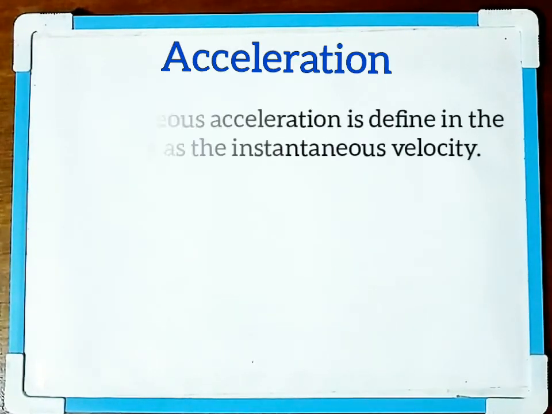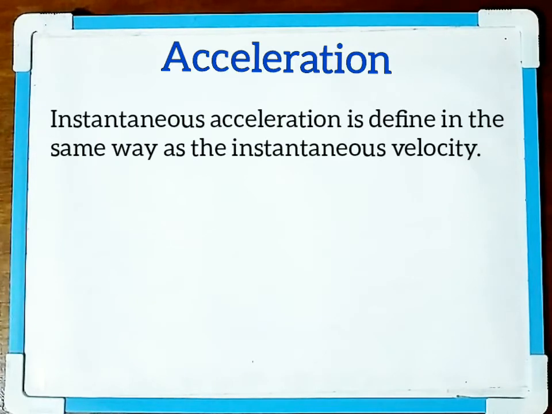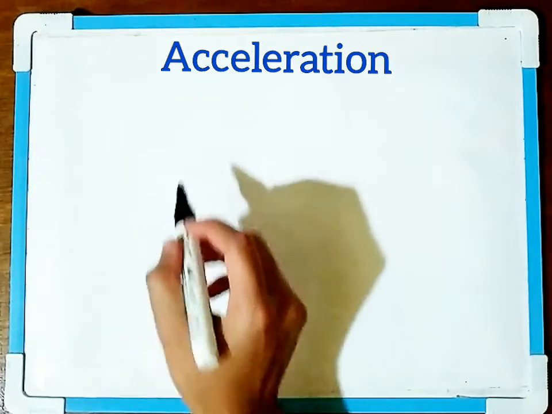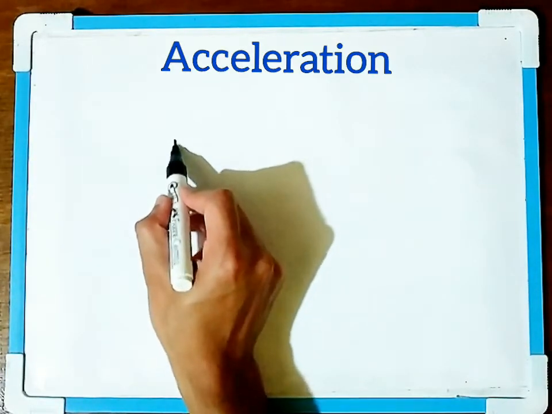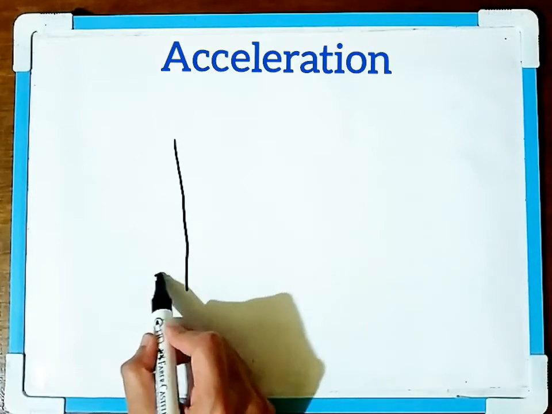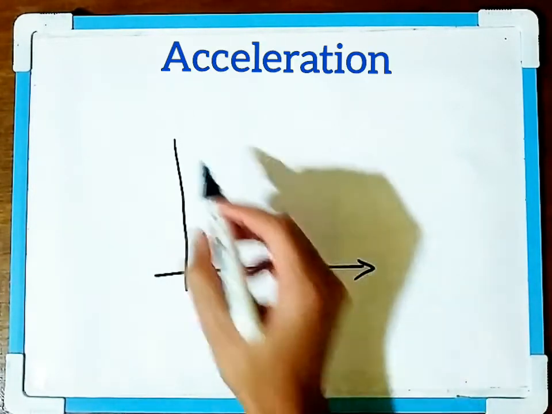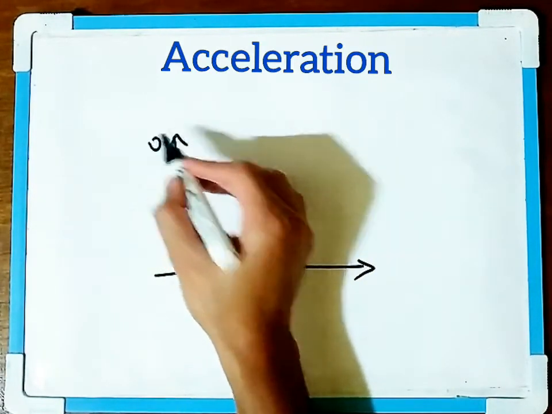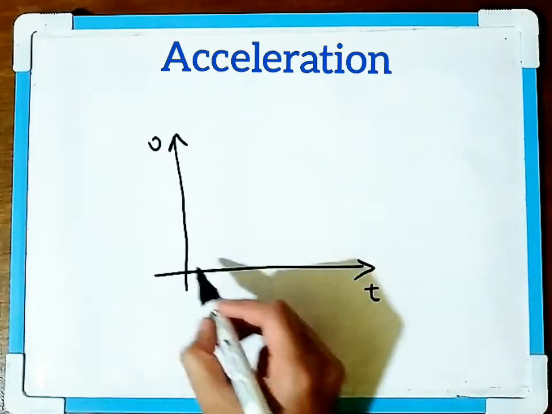Now we come to the concept of instantaneous acceleration. Just like instantaneous velocity is the velocity at any instant of time, instantaneous acceleration is also the acceleration at any instant of time. For example, in the motion of a car in a straight line, we have the velocity time graph.